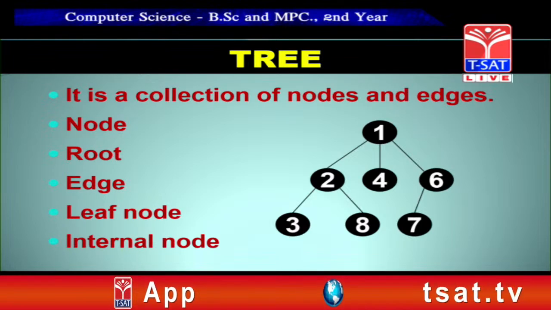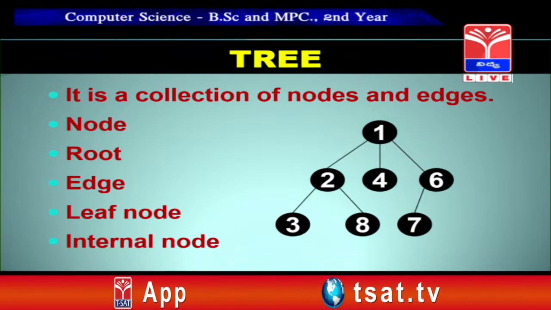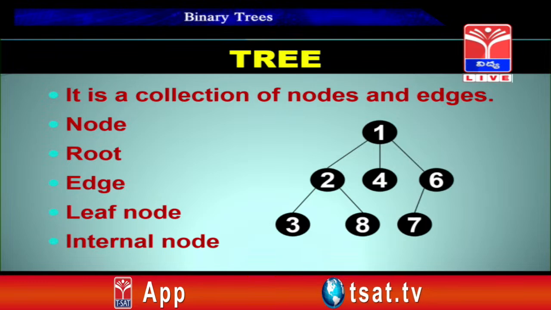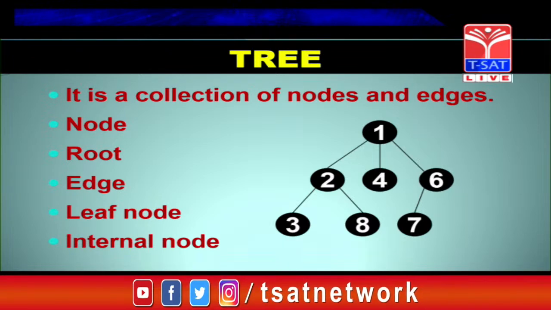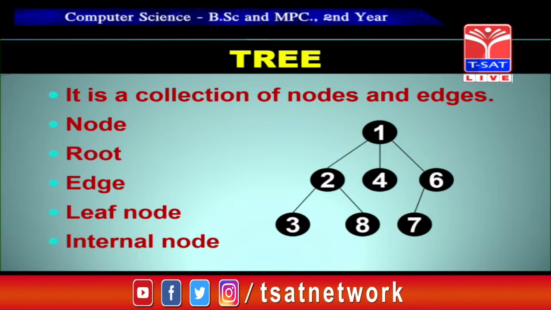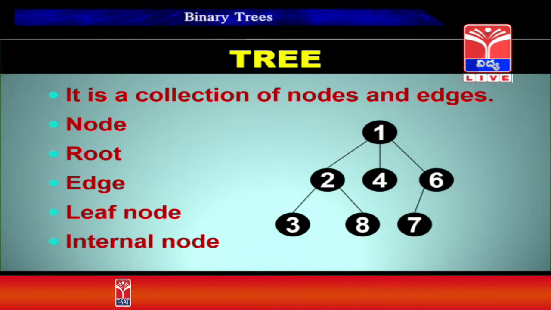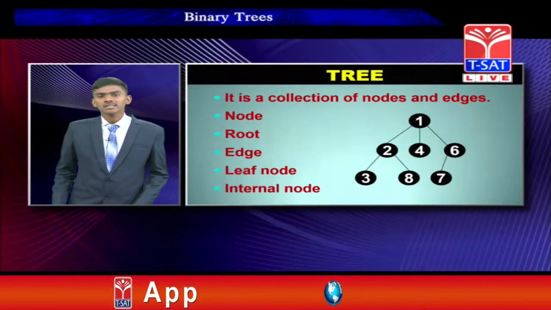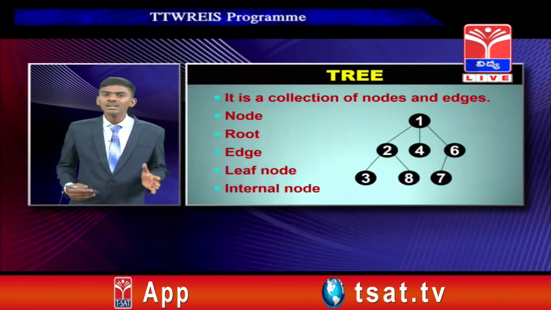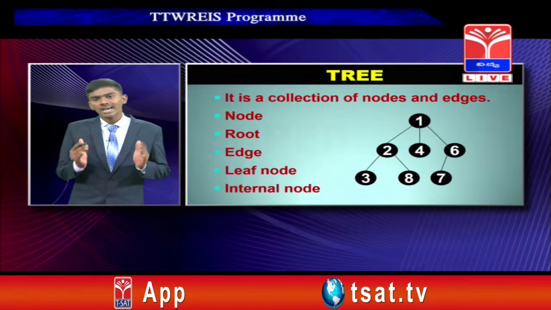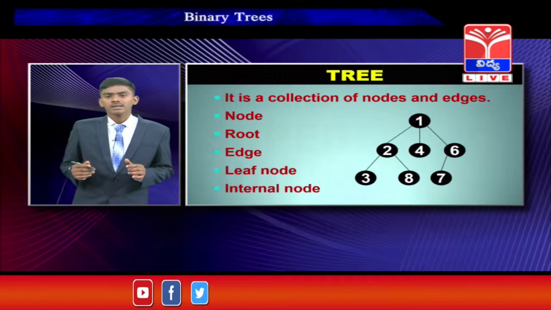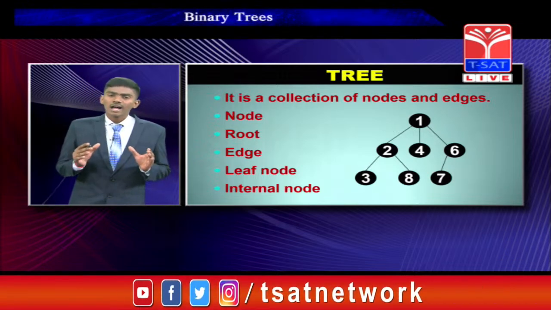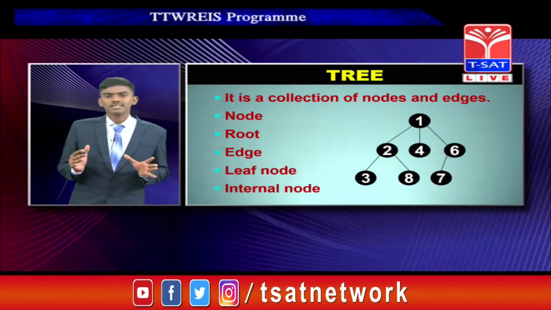Leaf nodes. In a tree we have leaf nodes. These leaf nodes exist at the ending of the tree, or a node with no child is known as a leaf node. Internal nodes. Internal nodes are the intermediate nodes between the root node and leaf nodes, or internal nodes exist in the middle of the tree.